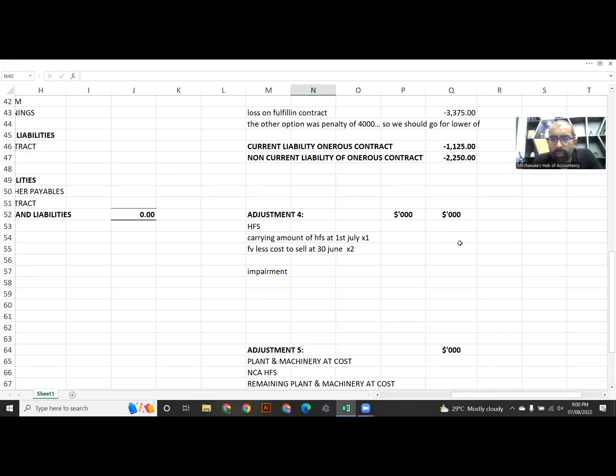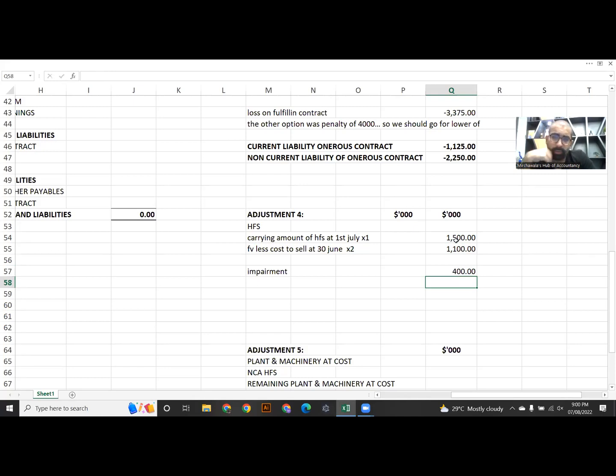What was the carrying amount? It was 1500. The carrying amount, ready-made, given in the question was 1500. And now I would recommend you to direct book 400 impairment. So what was the fair value less cost to sell at the year end? It was 1100. So let's calculate the difference of these two. Impairment is 400.